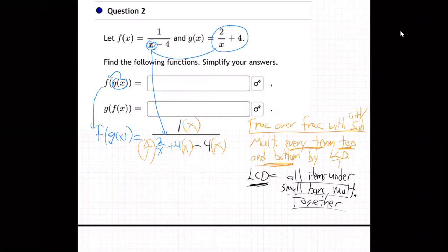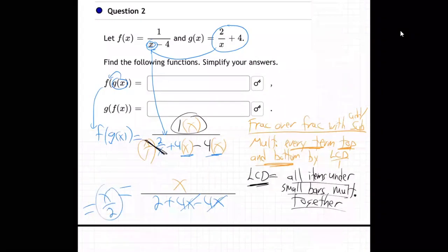Okay, let's come on down. What does that leave us now? Well, on the top, just x times 1, that's just x. What happens right here? Right here, these x's cancel. And so we just get 2 plus 4x minus 4, right? It's just 4. And these cancel, of course. And so when all is said and done, it's x over 2, isn't it? That's the answer to the first part, x over 2.